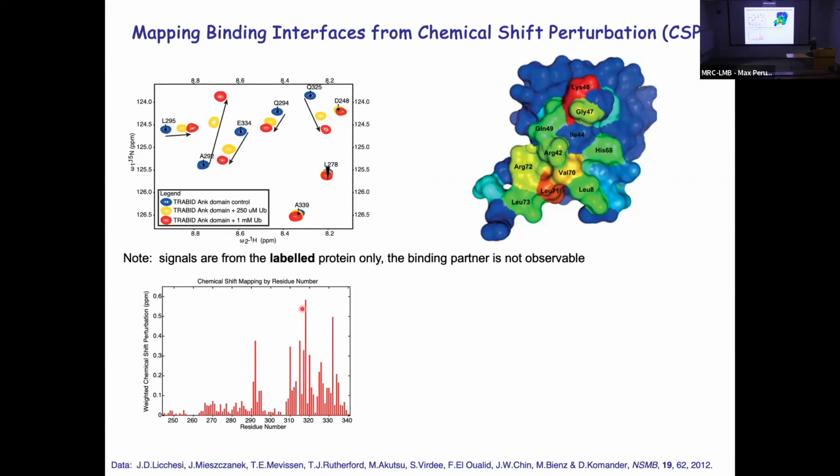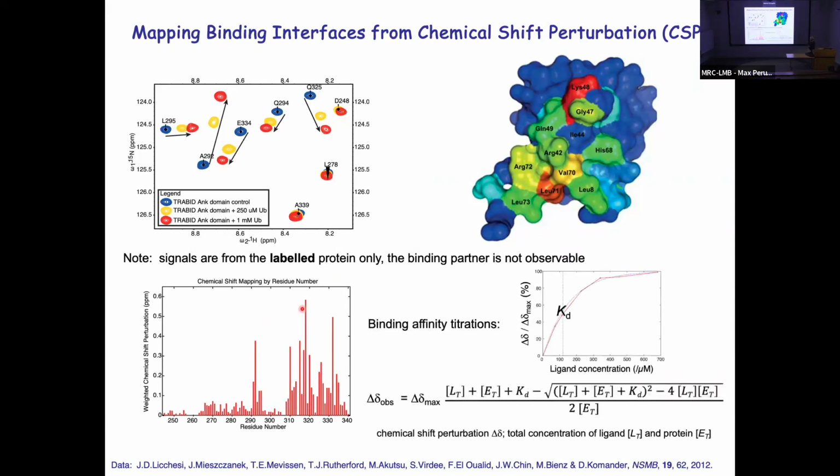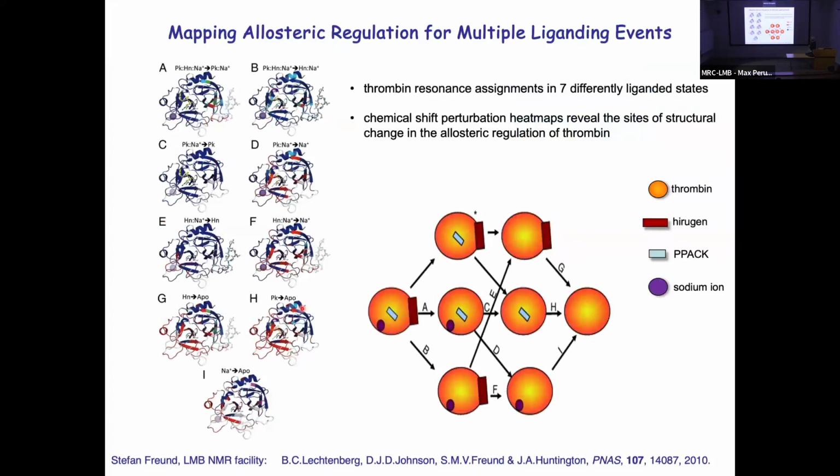And it enables us to plot the magnitude of that shift perturbation versus residue number, and we can spot where the surface is, but we can go further and we can titrate these and get a perturbation as a function of ligand concentration and use that to get accurate binding affinities for the association. It can be applied even further.